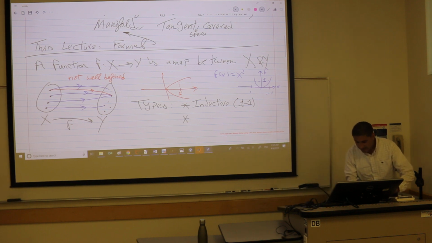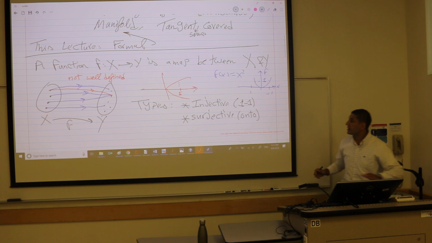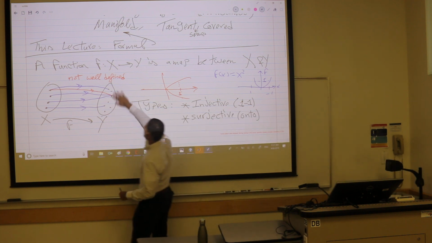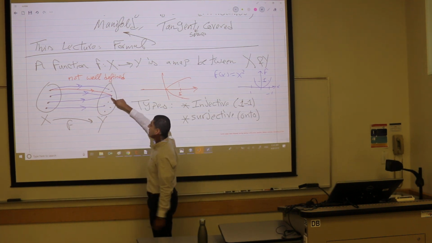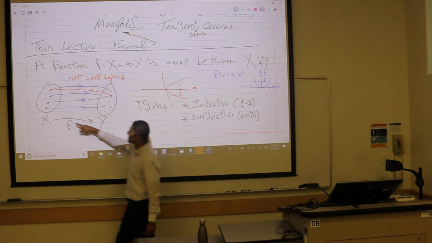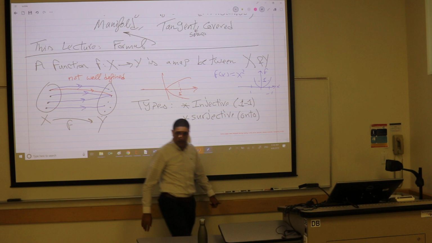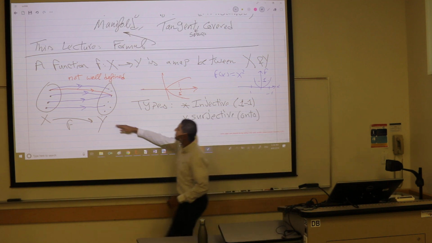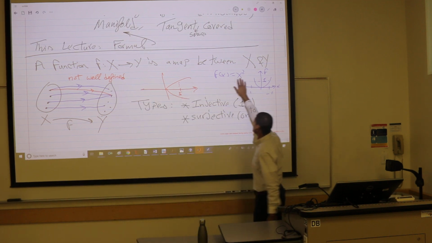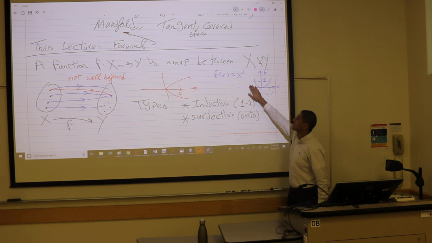Then we have surjective, which we also call onto, meaning I will reach all the points here. For any little y in y, there exists some x such that y is equal to f of that x. So I can reach all these points. Obviously, again, the function f of x equals x squared is not surjective. Why? Because I cannot reach any negative value.